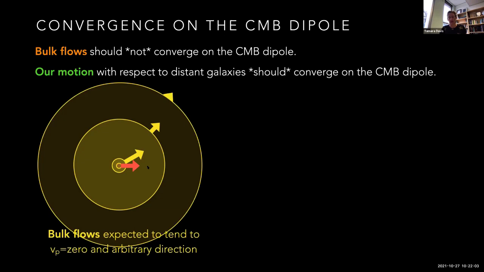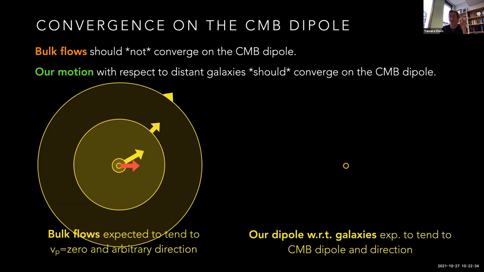So when you look at that plot that I had before of the predicted bulk flow, as the magnitude decreases, that's expected. But it has popped up in some papers that some people say the direction of that should converge on the CMB dipole. But our CMB dipole is very peculiar to our own local motion. It shouldn't have anything to do with the average direction of a very large bulk flow.